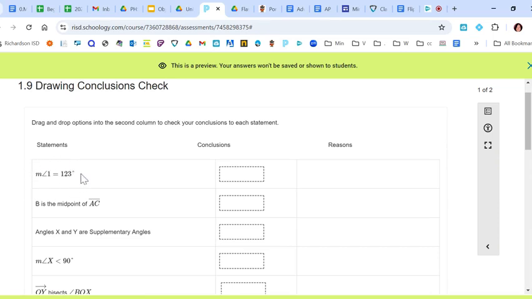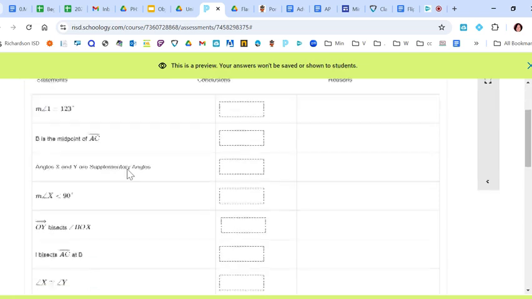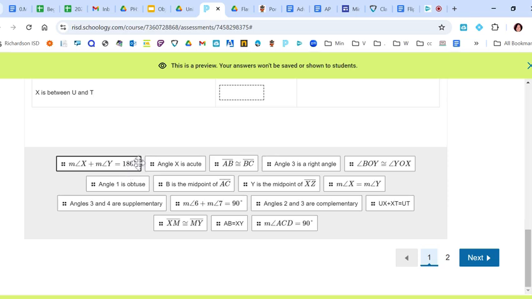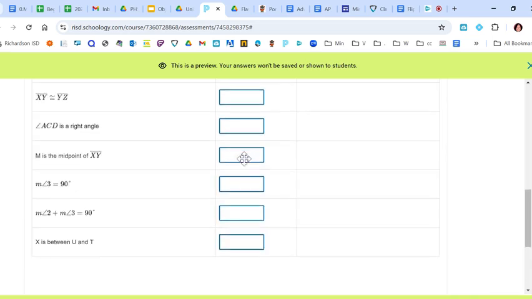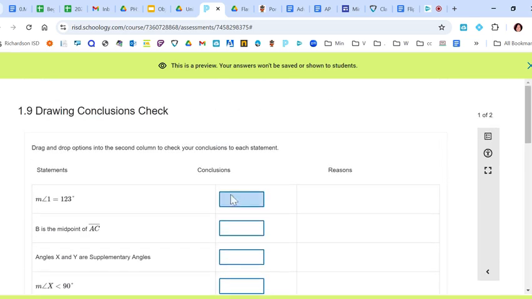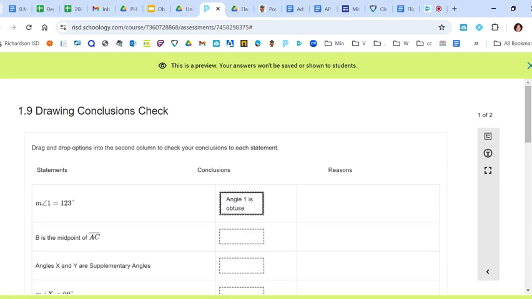If the measurement of angle 1 is 123 degrees, is that acute or obtuse? It is obtuse. So I'm going to scroll down and go look for obtuse. So I have angle 1 is obtuse. Do we all see that? So I'm going to click on it and it's going to highlight, right? And then I'm going to go up here and drop it right on the first conclusion. Y'all see what just happened?